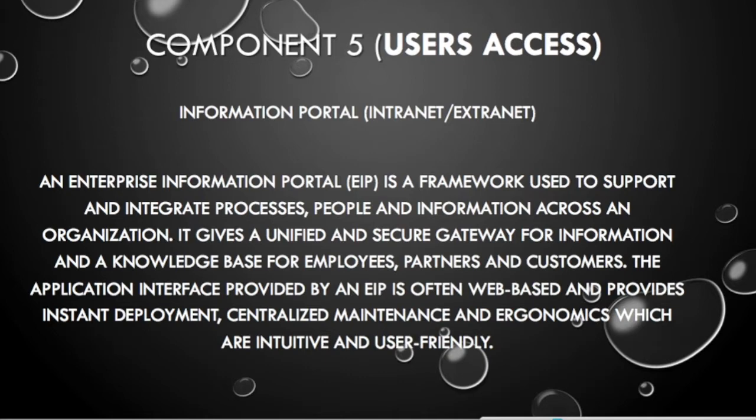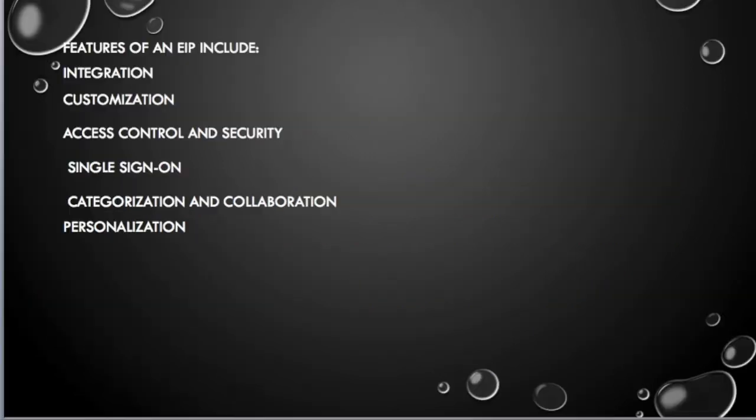Component 5. Information Portal, Internet or Extranet. An Enterprise Information Portal, EIP, is a framework used to support and integrate process, people, and information across an organization. It gives a unified and secure gateway for information and a knowledge base for employees, partners, and customers. It includes, first, integration. Provide an integrated navigation gateway for multiple systems and components. Second, customization. Provide an environment for users to customize.